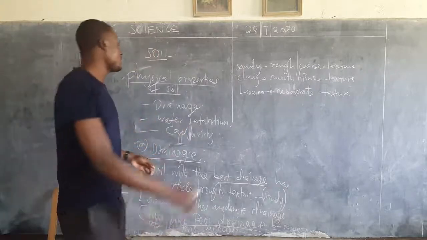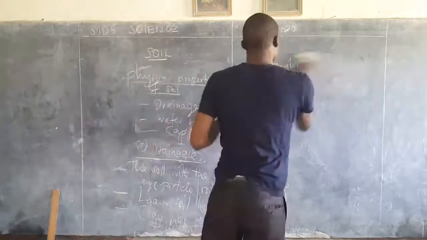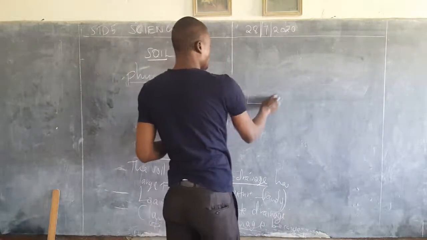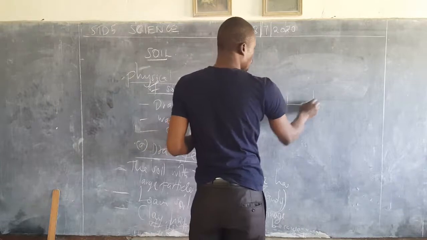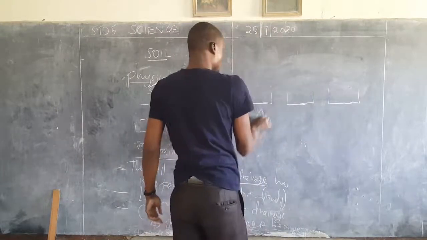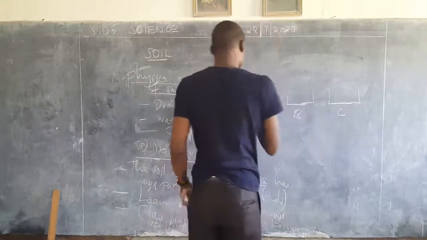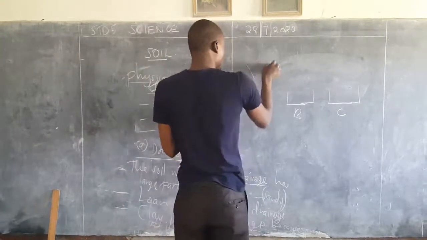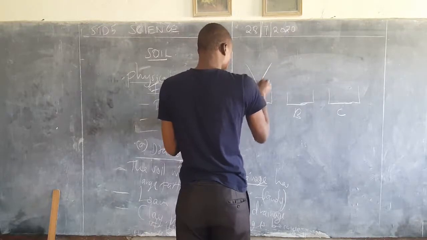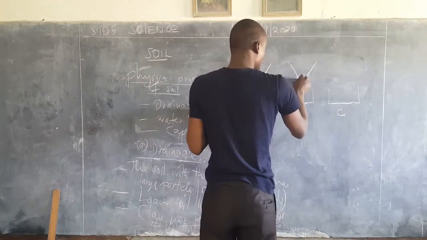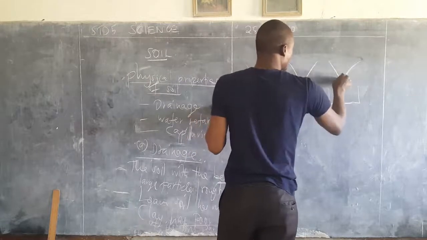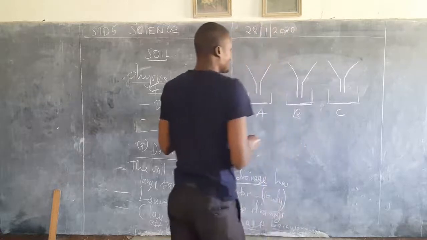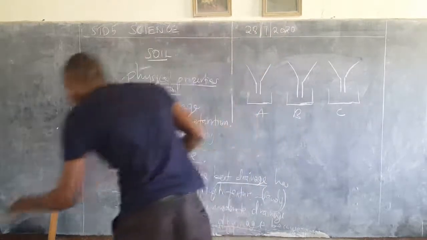So let's just summarize drainage. We may get a picture like this in an examination. A picture of two or three things like that: soil A, soil B, soil C. And then you're told that somebody used a funnel. So you see a picture of three funnels drawn the way I've drawn them, and the funnels are normally of the same size to allow for accuracy.